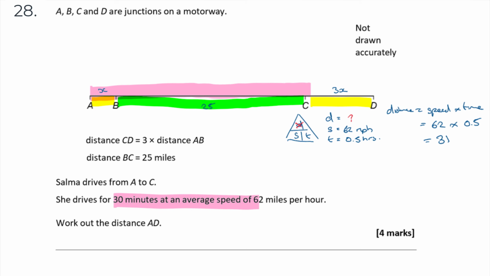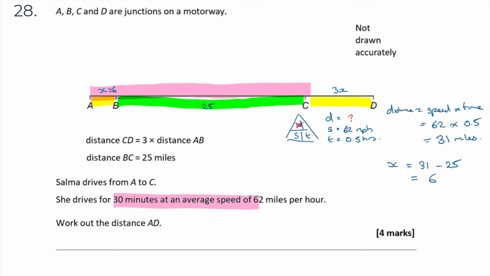What's the units? Speed was in miles per hour, time was in hours. Multiply it together, you're going to get miles. So that is 31 miles. Okay, so that whole pink bit up there is 31 miles. So if the green bit is 25, then that little equal yellow bit at the beginning must be 25 taken away from 31. So my little x that I wrote down earlier is going to be 31 take away the 25, which is 6. So x is equal to 6.